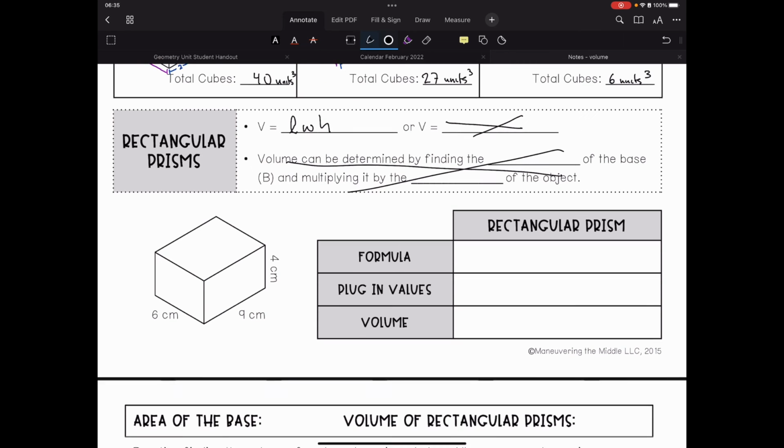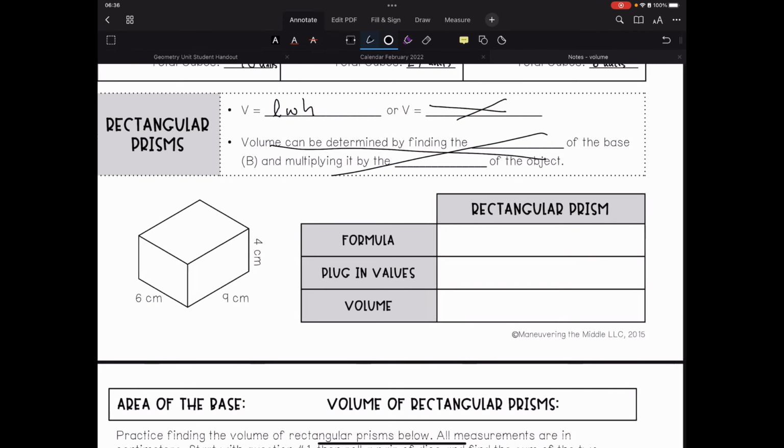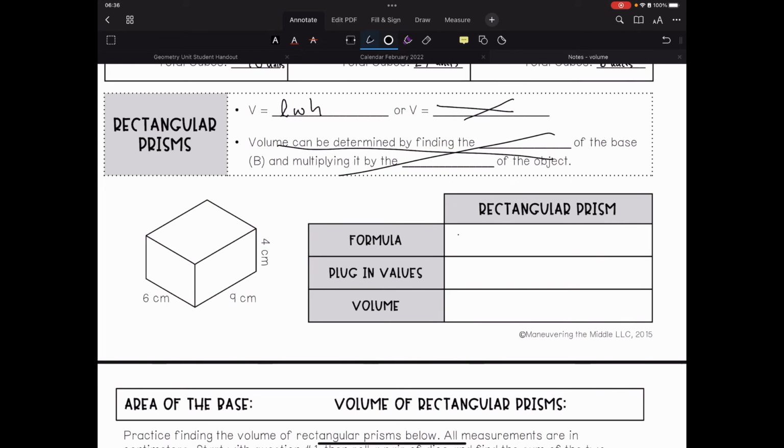So let's look at the first example. There are no cubic units here for us to even count in this problem, but we can use the formula. So we go ahead and write it down. V equals length times width times height. Then we're going to go ahead and plug in the values.